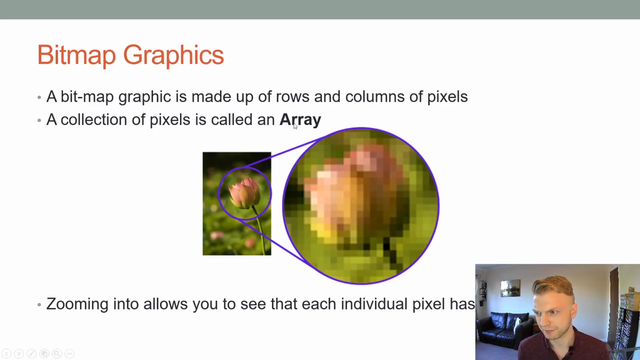Now, there's an exam question that comes up quite a lot, and it will say, what is a bitmap made up of? And if you just wrote pixels, you would get 1 mark. But if you wrote an array of pixels, that's why I put that in bold, you'll get 2 marks. And yeah, that's what bitmaps are.